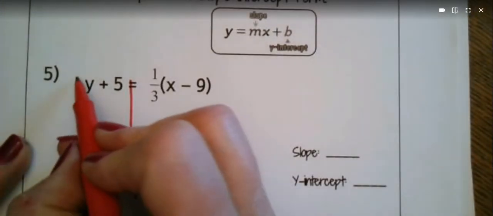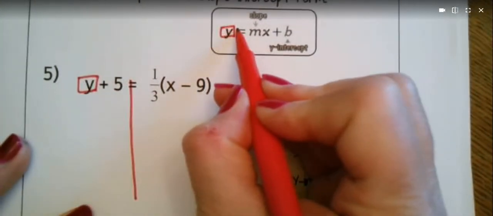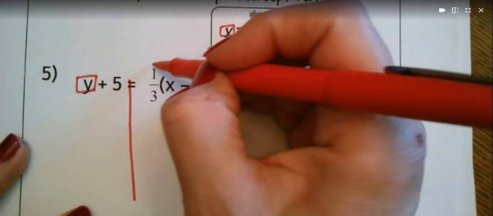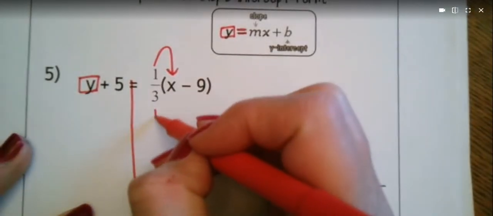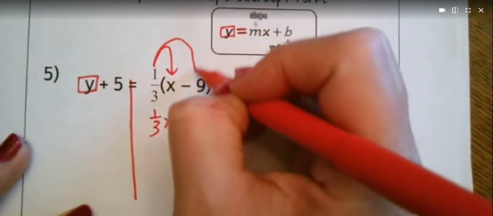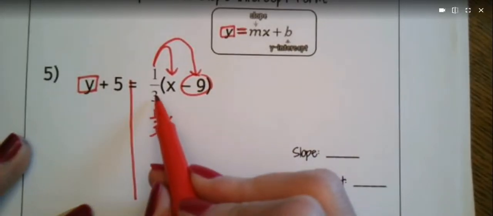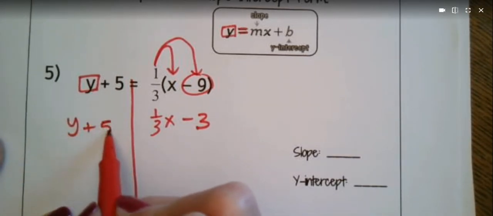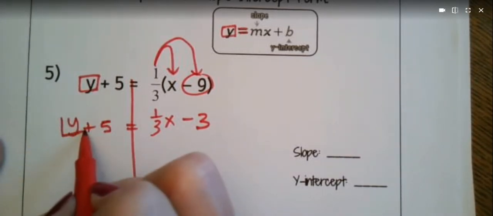All right, let's begin by putting a box around the y. We want this to say y equals. Y is already on the left. That's good, but let's distribute. 1/3 times x. 1/3 times -9, 1/3 of -9 would be -3. So I'm just going to copy everything else down here. Remember, the goal is to get the y.